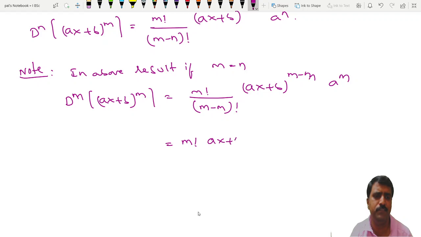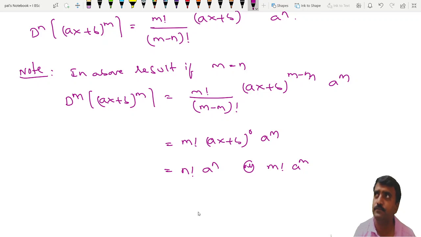Anything to the power of 0 is 1. So this into a to the power m, m or n you can write. So which is equal to n factorial or m factorial into a to the power n, or m factorial into a to the power m. You can write anything. So this is the value we obtained when m is equal to n. That means if they ask to find the fifth derivative of (ax plus b) to the power 5, you can write the answer directly like this. Okay, so this is the problem.